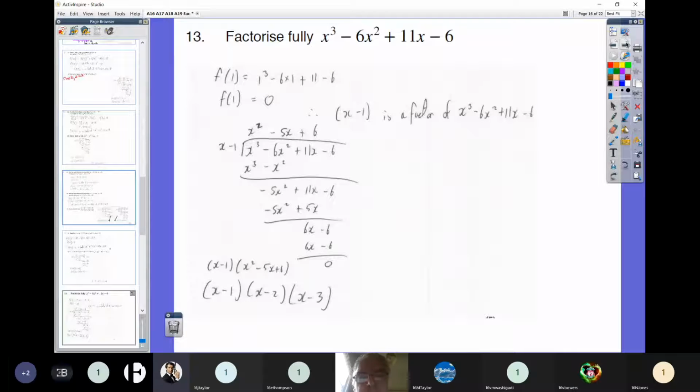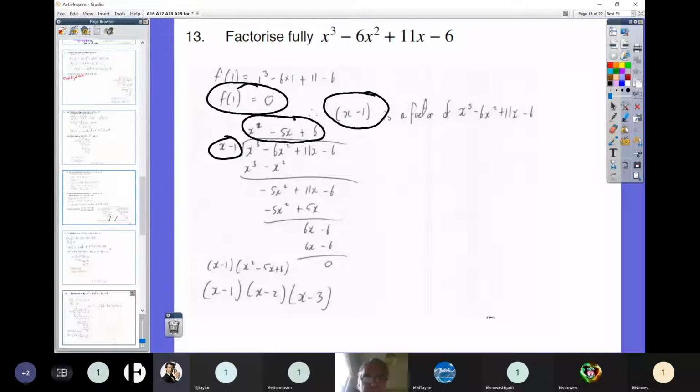So Mr. Corbett has just guessed what happens when I substitute 1 in. He's substituted 1 in, and he did indeed get 0. Therefore, x minus 1 is a factor. Therefore, he can then do the algebraic division. He will get the quadratic, and he will then factorize the quadratic.